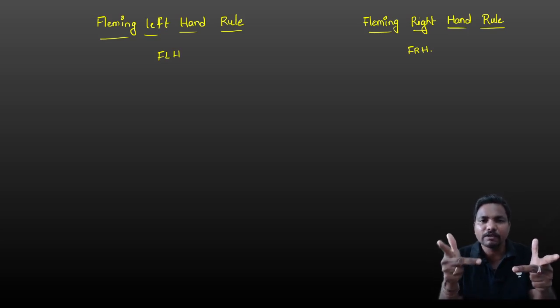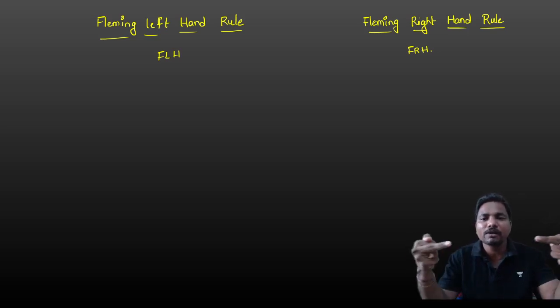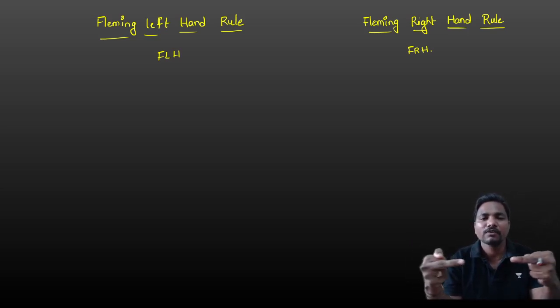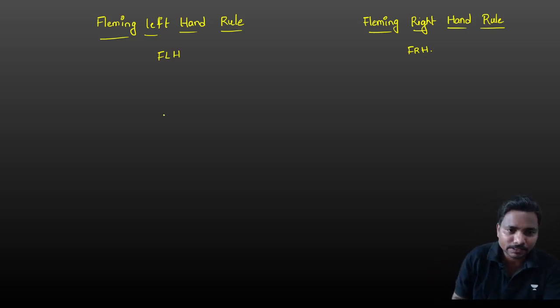If you stretch these three fingers mutually perpendicular to each other, the forefinger gives the direction of magnetic field. Okay, and the middle finger gives the direction of EMF or current. Thumb gives motion or force. Okay, so note down that point.